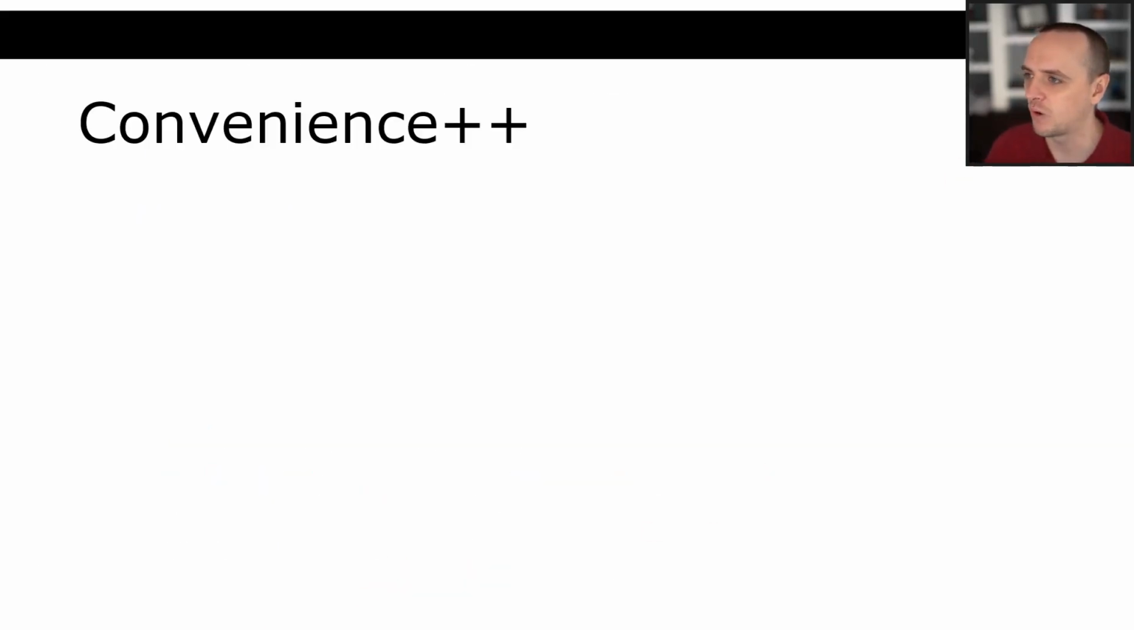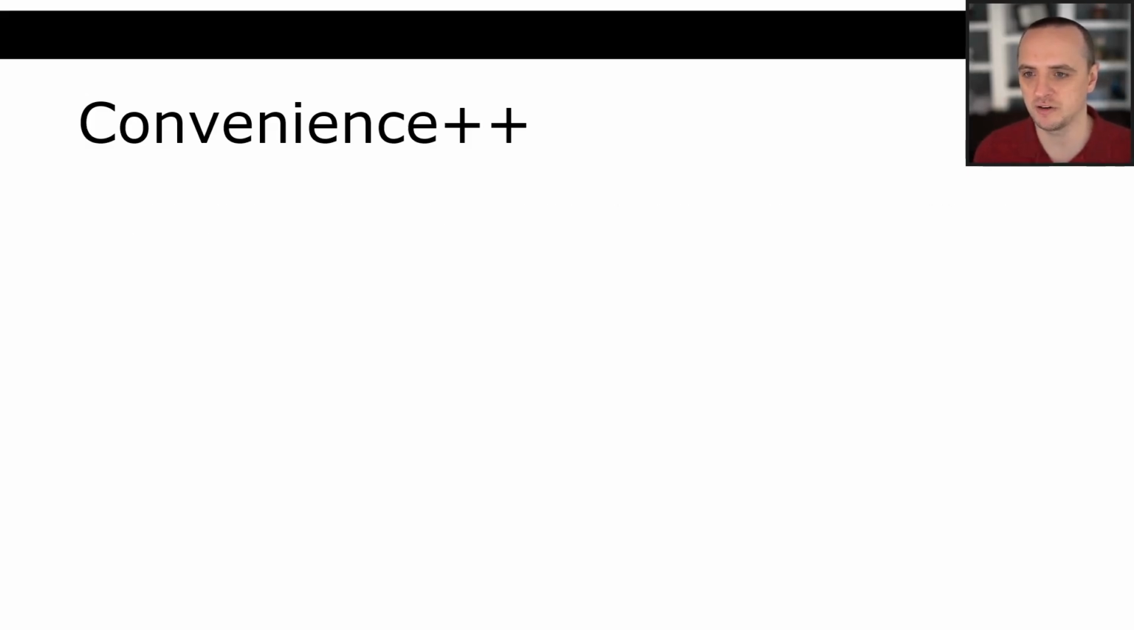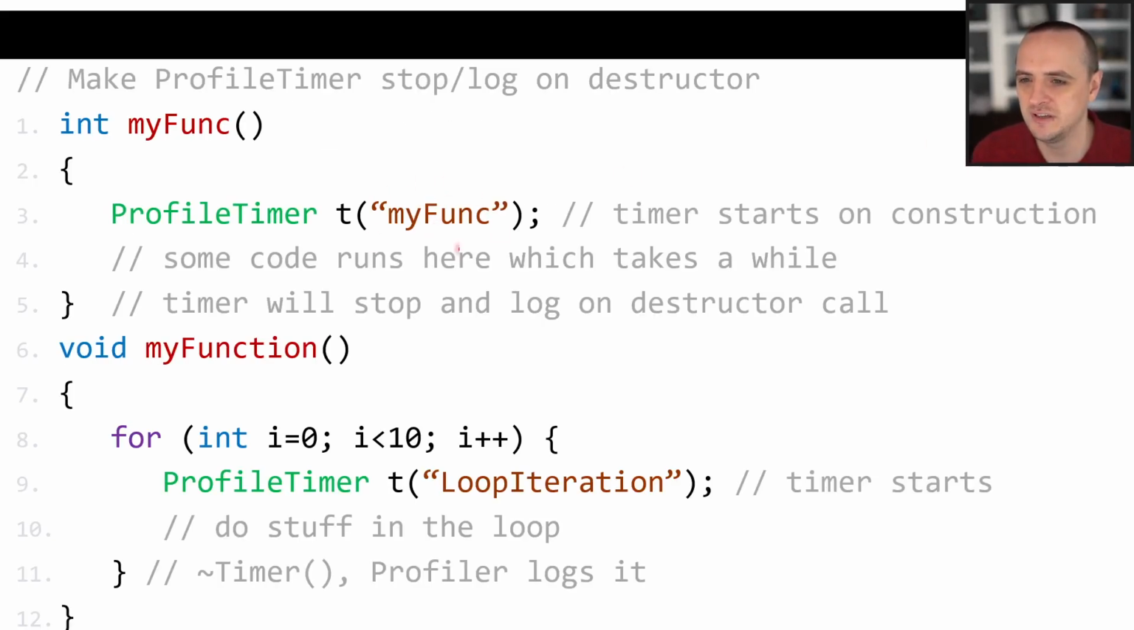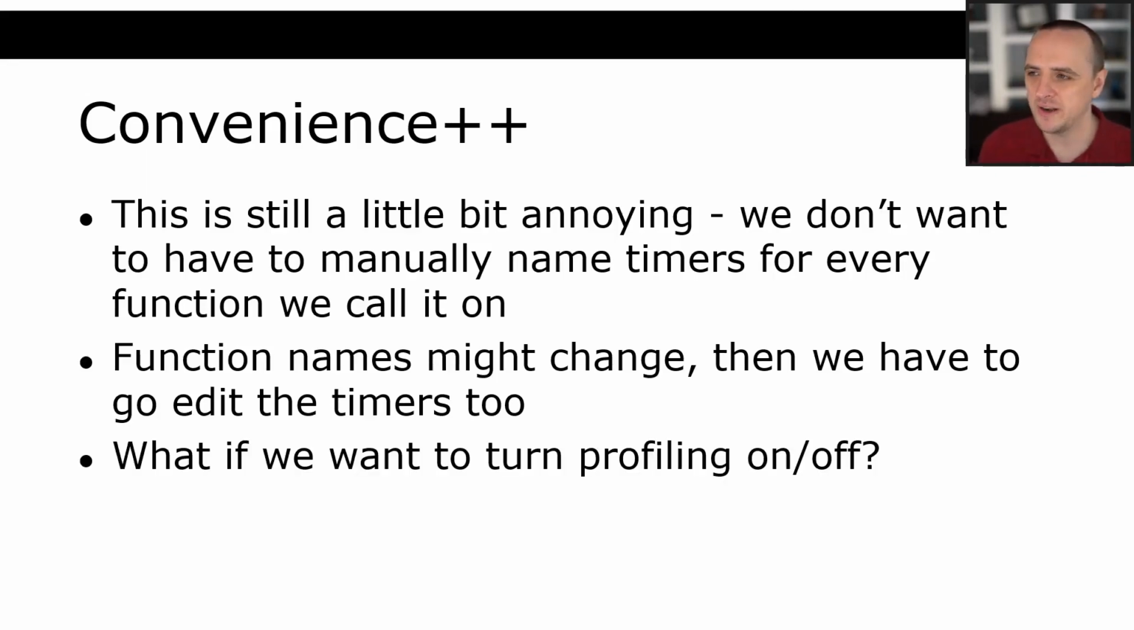Let's make it even more convenient. This is still a little bit annoying. We don't want to have to manually name the timers for every function that we call on it, right? So I don't want to name this myfunc every time. Maybe the function names will change. Then we have to go edit all the timers, right? What if, for development, of course I want to have this profiling on, but what if I want to turn off all of my profiling at once, or turn it on, right?